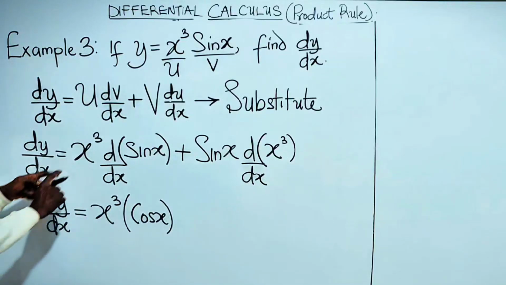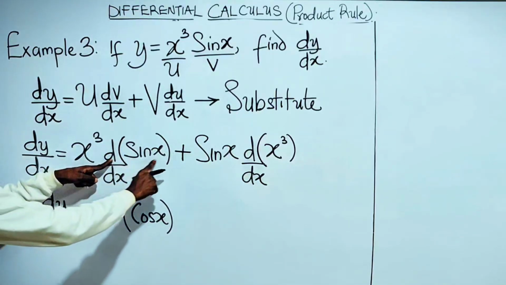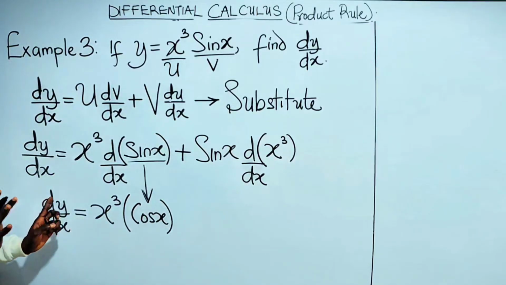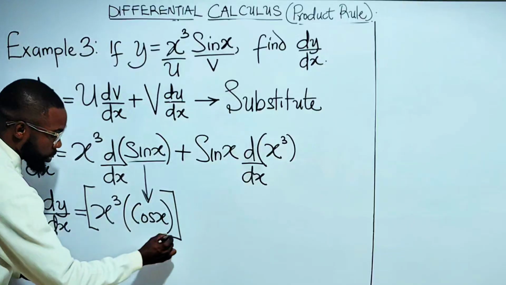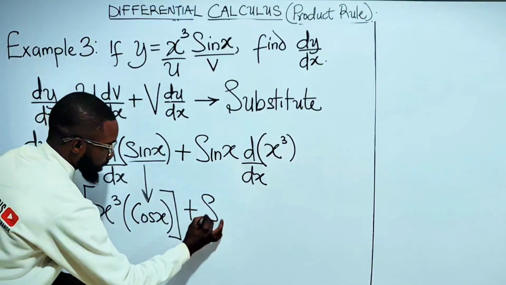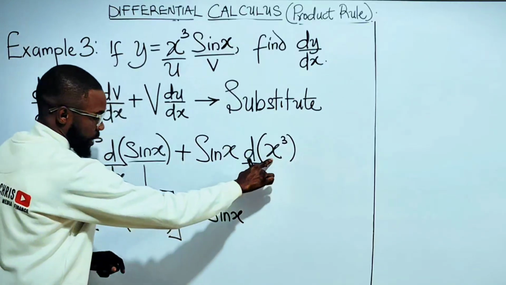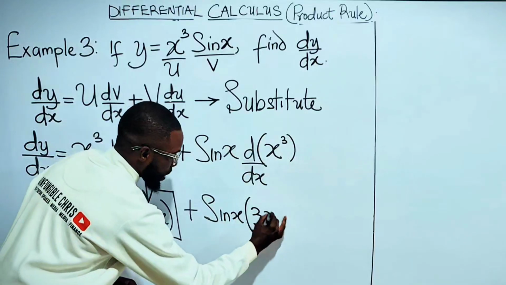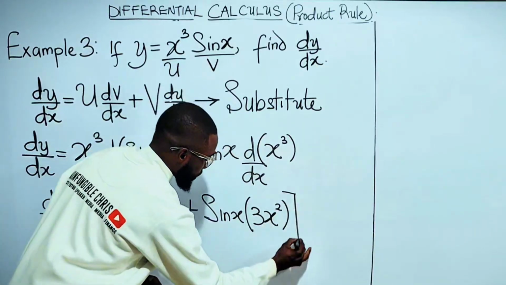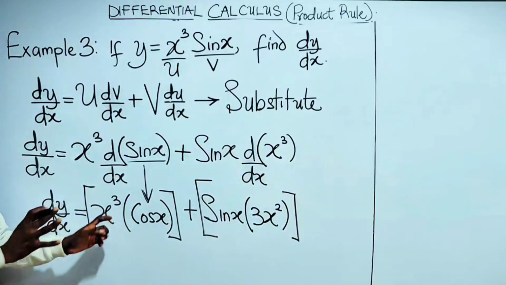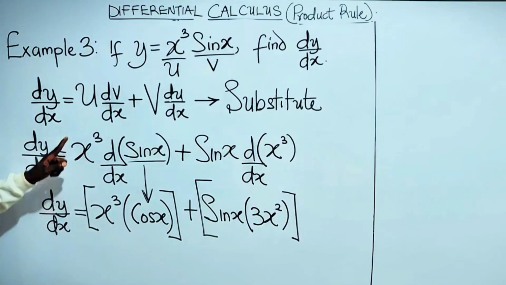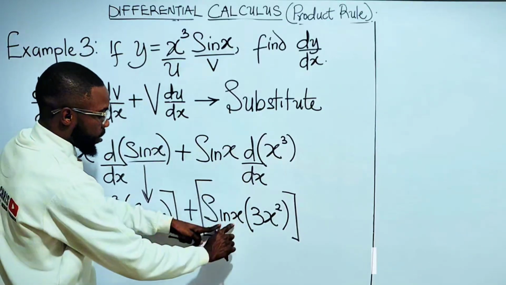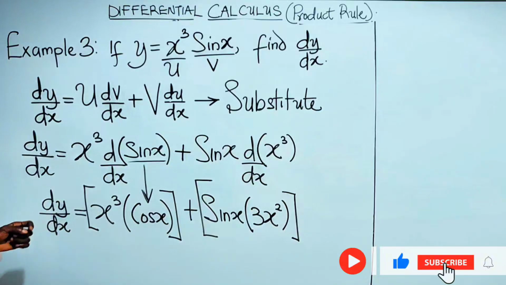So let's continue from there. We leave this here, and then we do d sine x. If we differentiate sine x, we get cos x. That's all for this one. I'm just going to put a square bracket, and then plus, leave our sine x. Let's differentiate this one. If we differentiate x cubed, what do we have? We're going to have 3x squared. I'll put a square bracket for this one. That's as easy as it gets. No other thing to do. Just put this value, differentiate this to get this, and put this v value and differentiate this to get this. That's all.